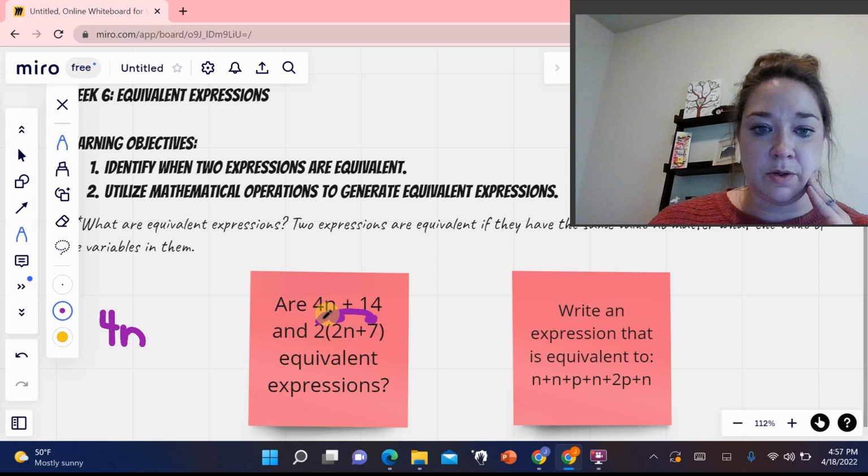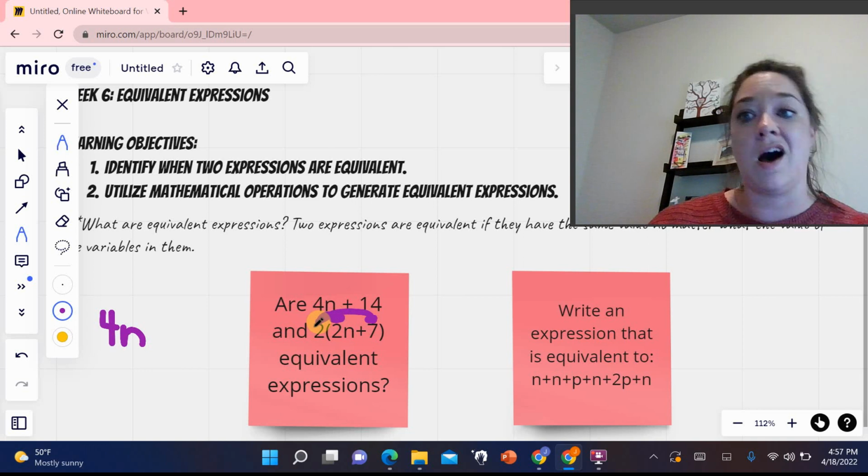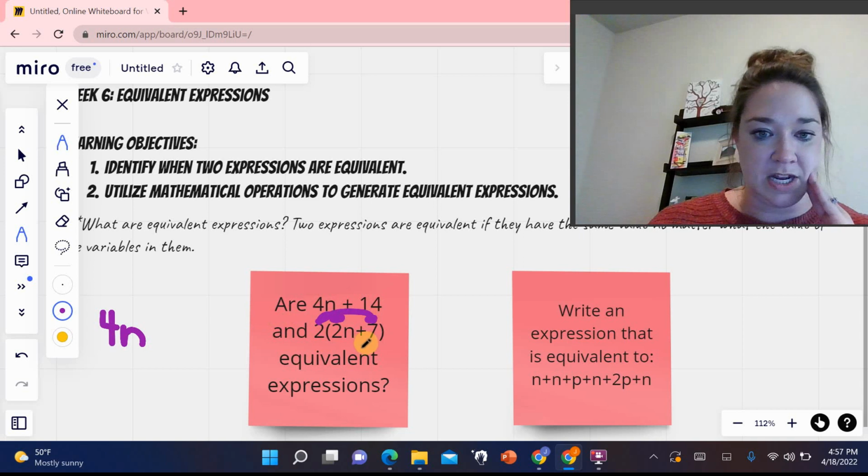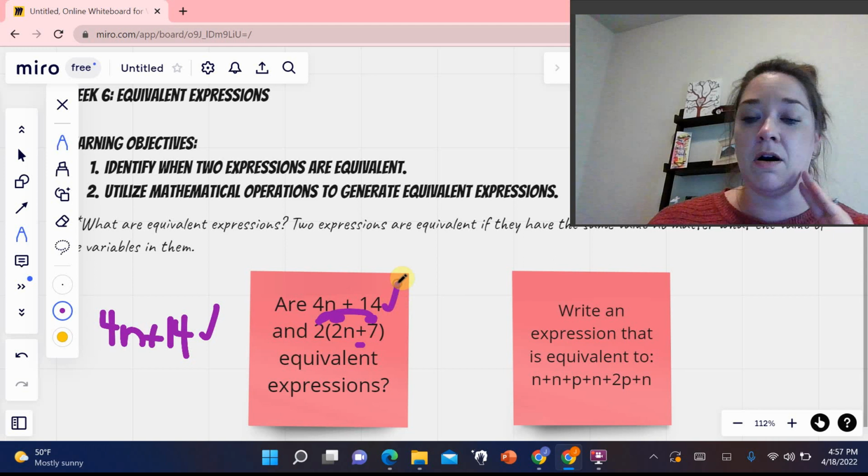And I also get to utilize 2 as a factor when it comes to that other term, 7. 2 times 7 is 14. And I see I'm adding that. So plus 14. And so scholars, when I use that distributive property, because we're revisiting that, that's a standard from last year, I see that 4n plus 14 is the same as 4n plus 14. So those are, in fact, equivalent. So using the distributive property helps me identify when they are equivalent.